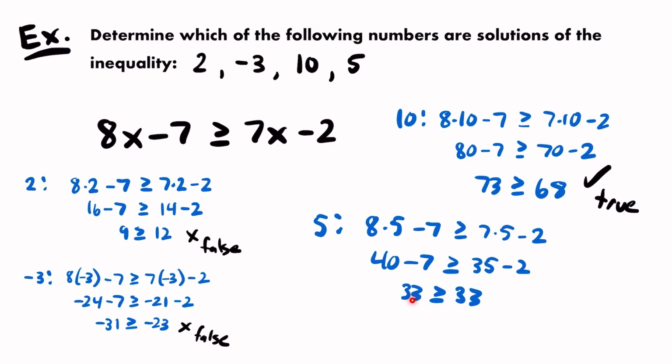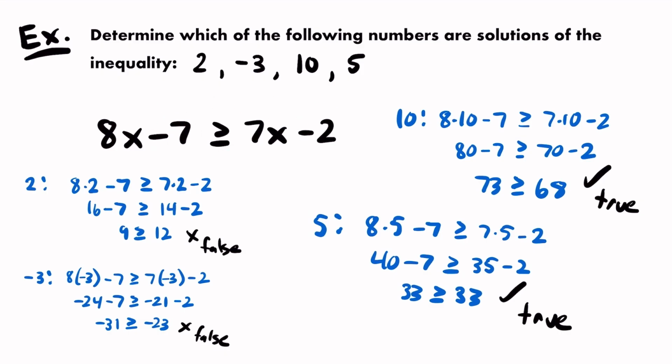And so is 33 greater than or equal to 33? Well, yes, they are equal. Since this is a greater than or equal to sign, this is still a true statement. If it was just 33 greater than 33, it would be false. But since it is 33 greater than or equal to 33, this is a true statement, which means that 5 is a solution to this inequality.